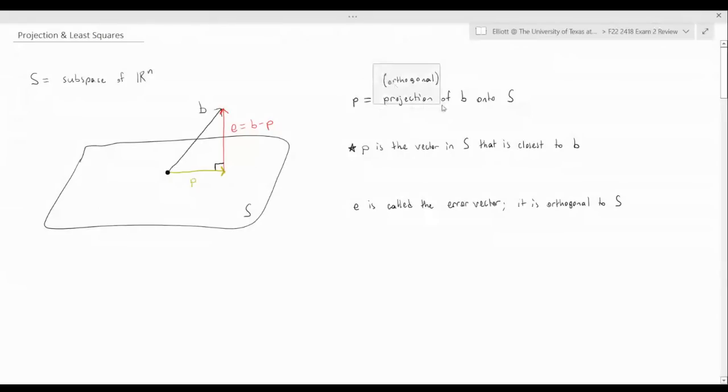And some people will call this the orthogonal projection of B onto S. But in this class, we only talk about orthogonal projections, so it's not important to emphasize the orthogonal part. And what's special about this projection vector is that it's the vector in S that is closest to the vector B, okay?